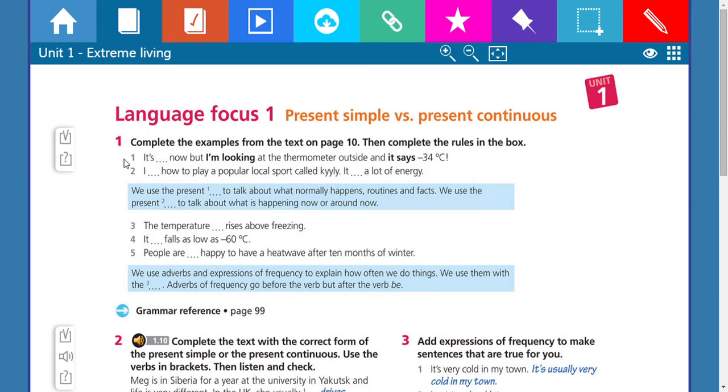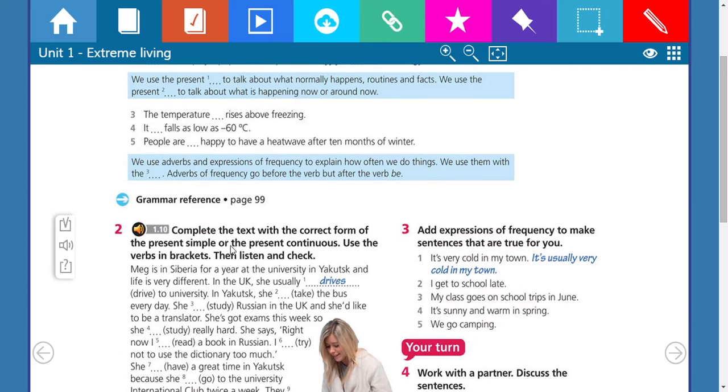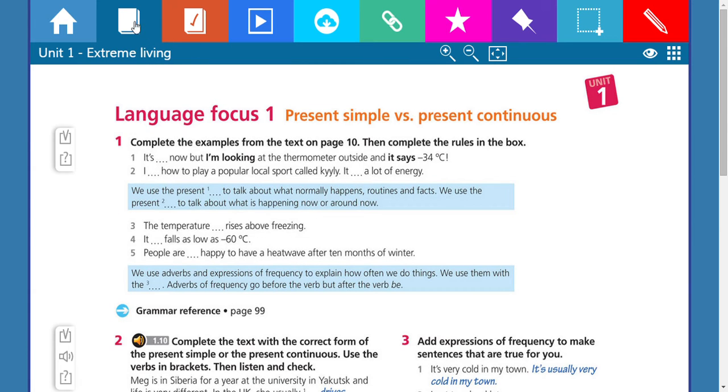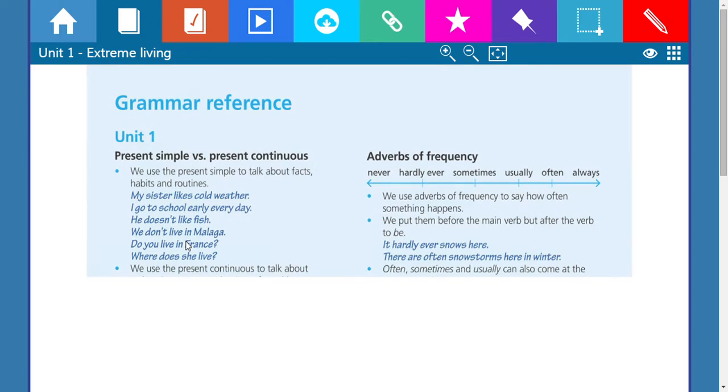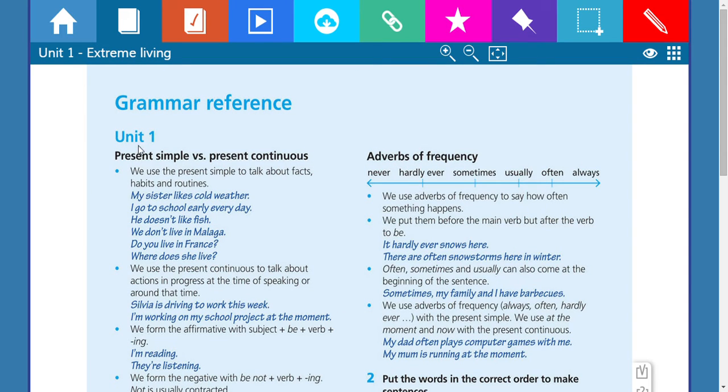Now let's see. This is the activity. Number 1, present simple versus present continuous. We have this activity grammar reference on page 99. If you want, we can continue on page 99. Here you have the grammar reference for this activity. Present simple versus present continuous.